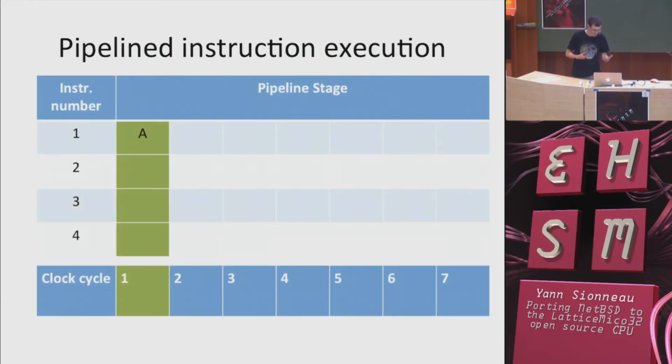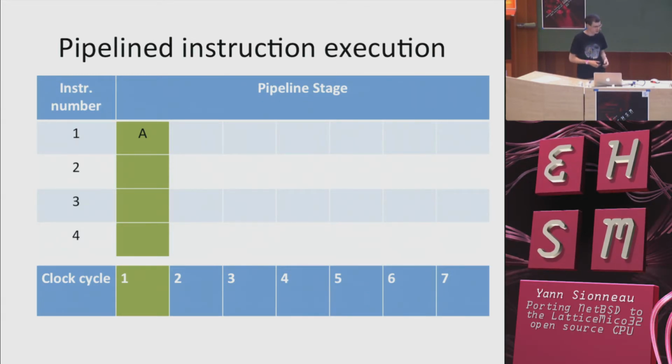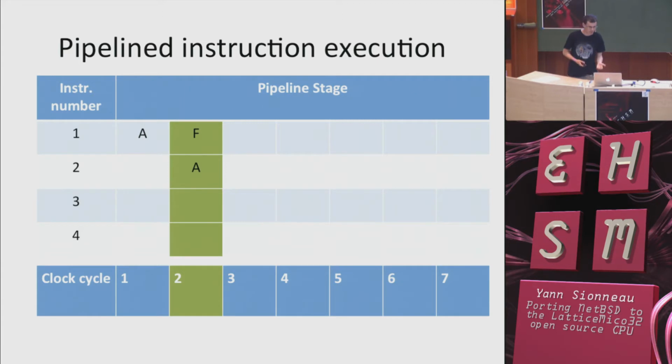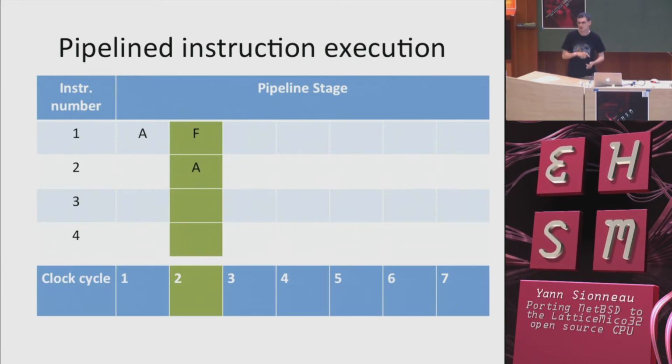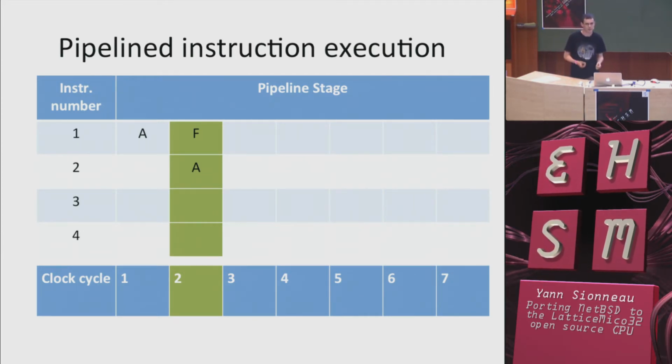So how is it working in reality? I've put a little diagram. So for instance, at the first clock cycle, the first instruction is in the address stage. Then it goes forward and it's in the fetch stage. But in the meantime, the second instruction comes in the address stage because we don't want the stage to get idle. We want to use all the hardware blocks in our CPU at 100% to be efficient.